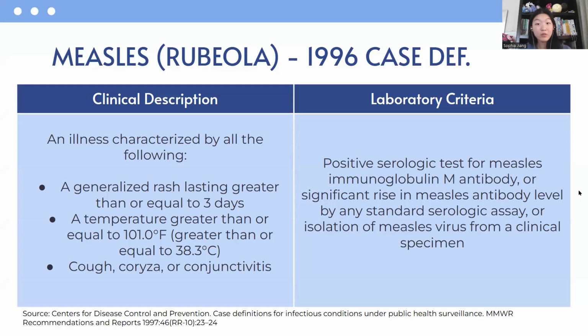So let's take a look at measles, for example. So in the measles case definition, we have the clinical description being an illness characterized by all of the following: a generalized rash lasting greater than or equal to 3 days, a temperature greater than or equal to 101 degrees Fahrenheit, cough, coryza, or conjunctivitis. Laboratory criteria is a positive serologic test for measles immunoglobulin M antibody, or a significant rise in measles antibody level by any standard serologic assay, or isolation of measles virus from a clinical specimen. So both of these are very in-depth for diagnosing this disease.